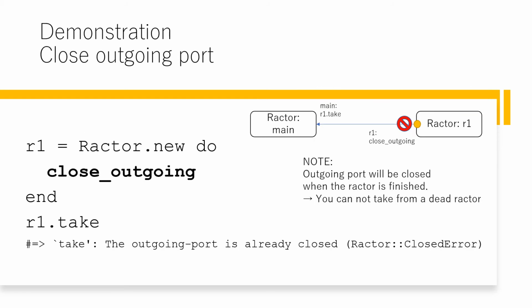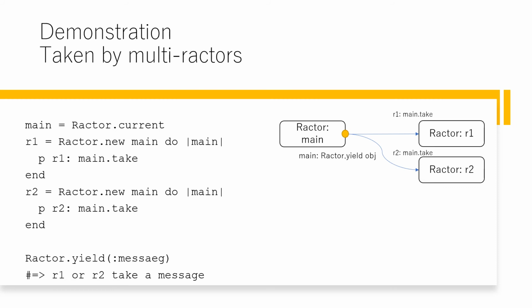If the outgoing port is closed, the take operation will fail and raise an exception, like the incoming port. A terminated Ractor's outgoing port will be closed automatically, so we cannot take from dead Ractors. Multiple Ractors can take from one Ractor, but a yielded message can be taken by only one Ractor. In this case, taking R1 or R2 can take a message.